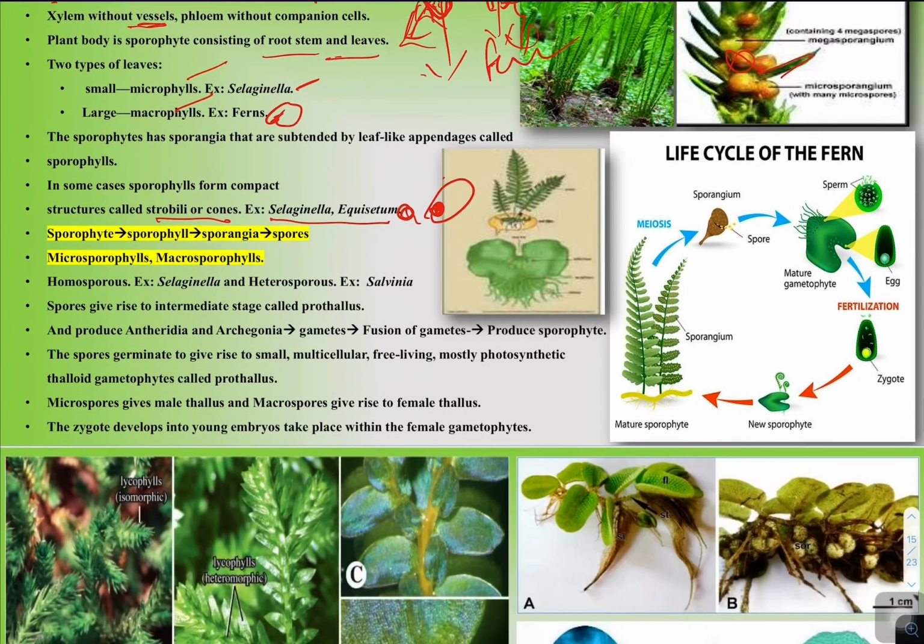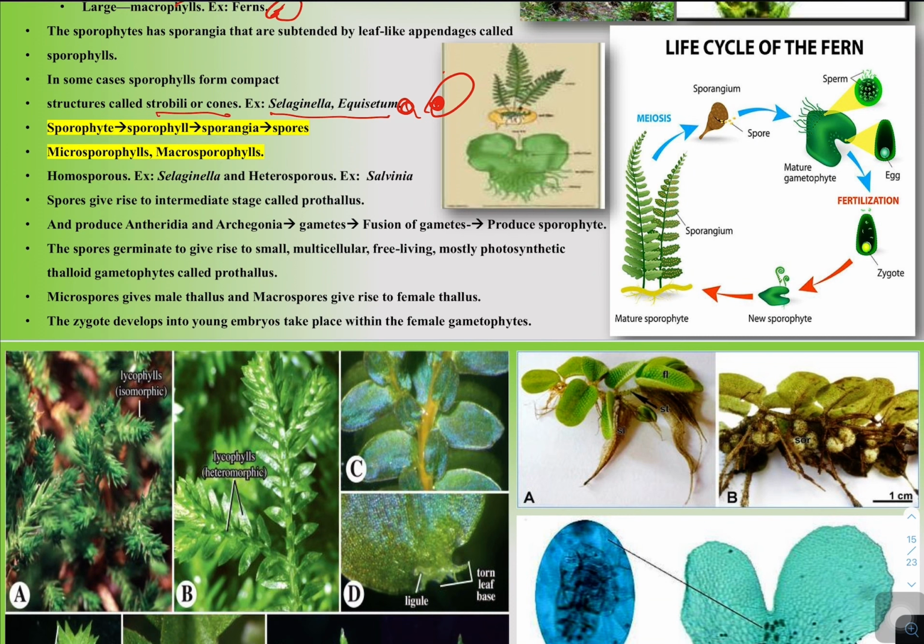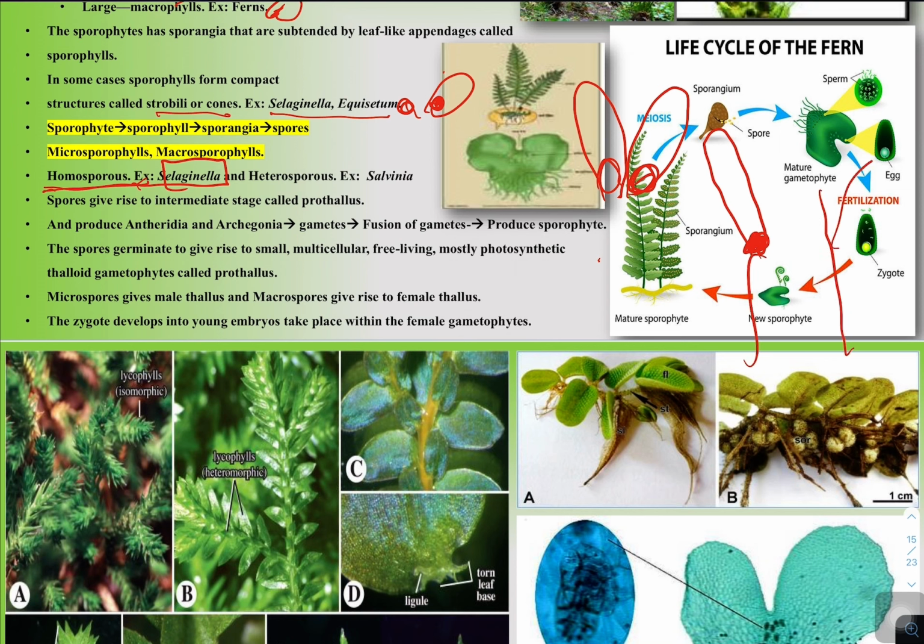Okay, then next one. In some plants, that is homosporous, both microspores and megaspores, male spores and female spores, are present in the same plant. Such condition is called homosporous. In some plants, the male spores, that is microspores, are present in one plant. In another plant, female spores are present. Hence, it is called a heterosporous condition.